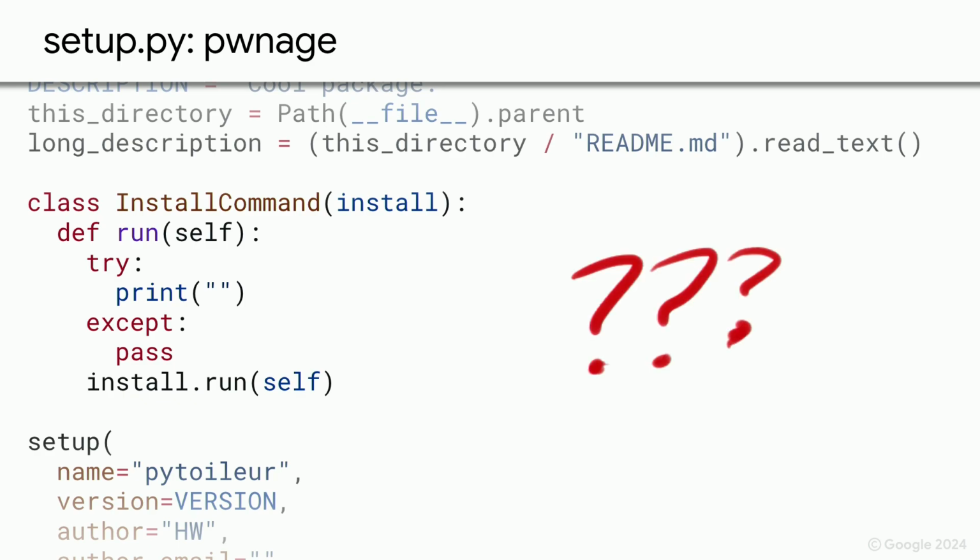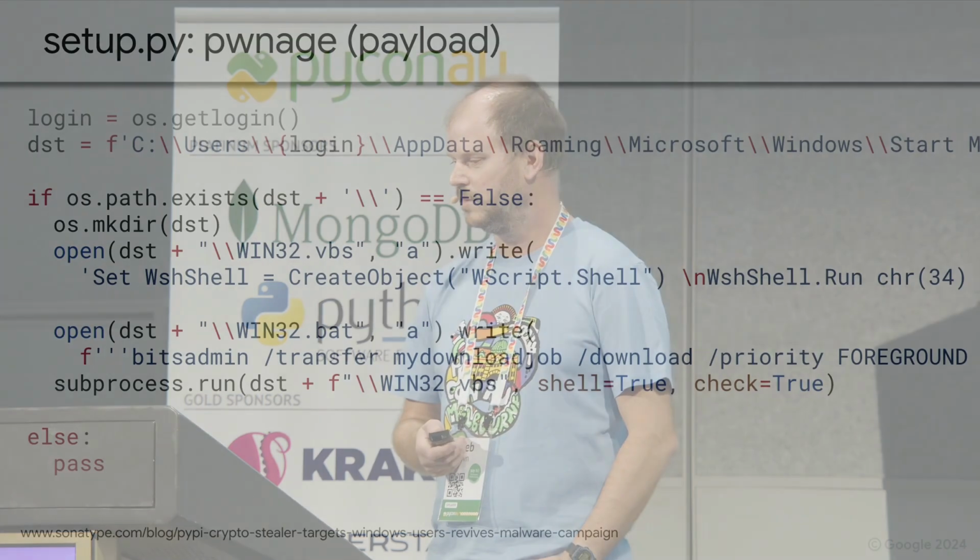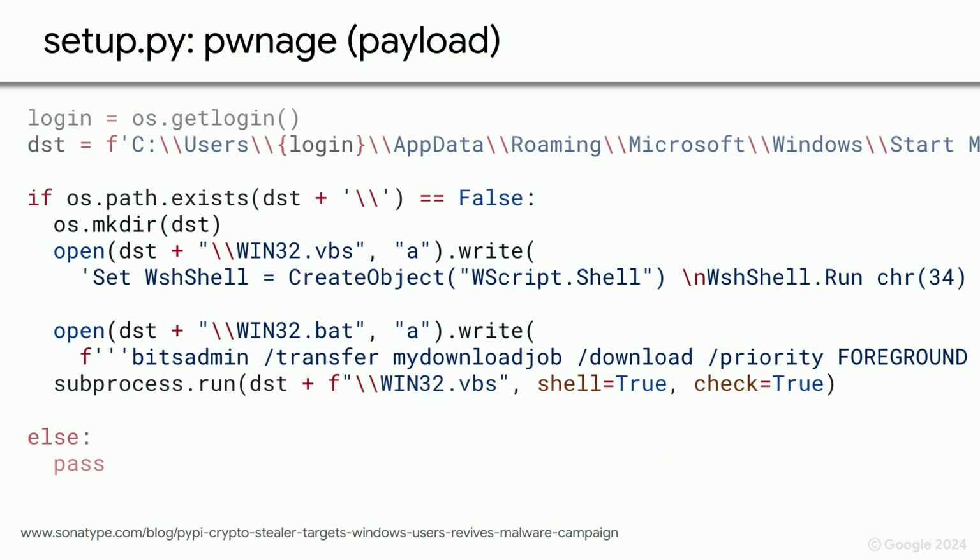It looks like some dead code. Let's turn word wrapping on in our editor. Oh, there it is. It's all obfuscated code hiding on a single line. And if we deobfuscate it, we see that it's attacking Windows users. You can't quite see it in this because the lines are really long. But it's downloading an exe file, and it's running it.